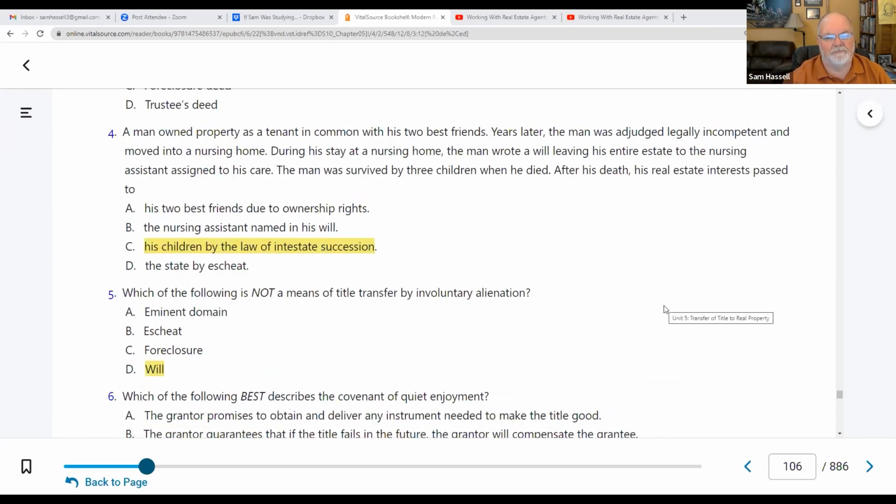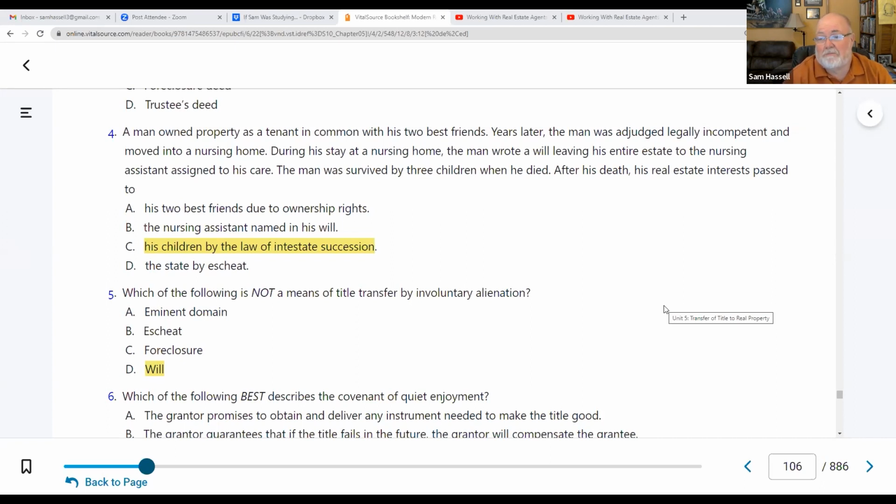Number 4, a man owned property as a tenant in common with his 2 best friends. Years later, the man was adjudged legally incompetent and moved into a nursing home. During his stay at the nursing home, the man wrote a will leaving his entire estate to the nursing assistant assigned to his care. The man was survived by 3 children when he died. After his death, his real estate interest passed on to his children, by the law of intestate succession. His will was null and void. He could not make a will.